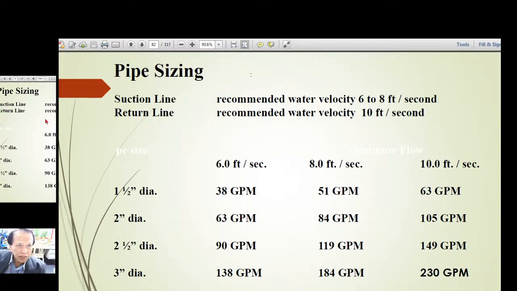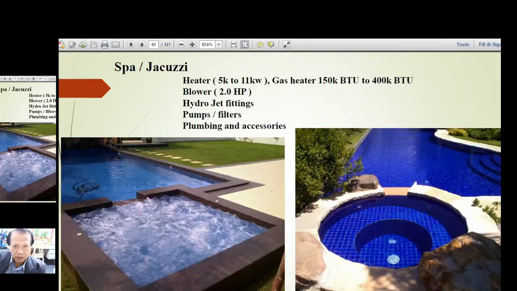So, pipe sizing. Suction line, recommended water velocity is 6 to 8 feet per second. Return line, recommended water velocity is 10 feet per second. So for a 6 feet per second speed, a 1.5 inch pipe gives 38 GPM. For 2 inch, 63 GPM, and so on. For 8 feet per second, it becomes 51 GPM and higher. For 10 feet per second, then larger capacity, 63, 105, and so on.